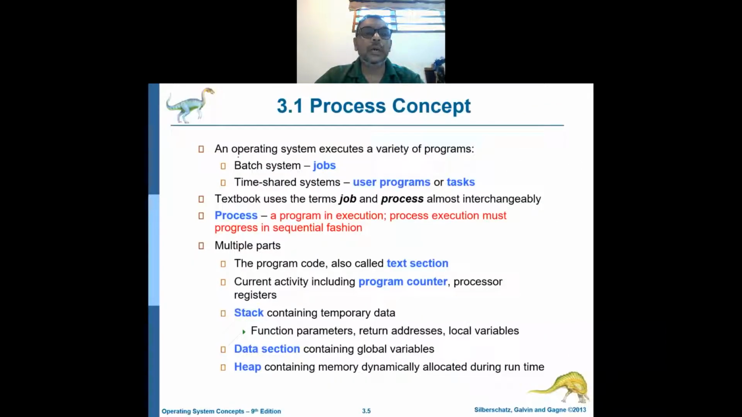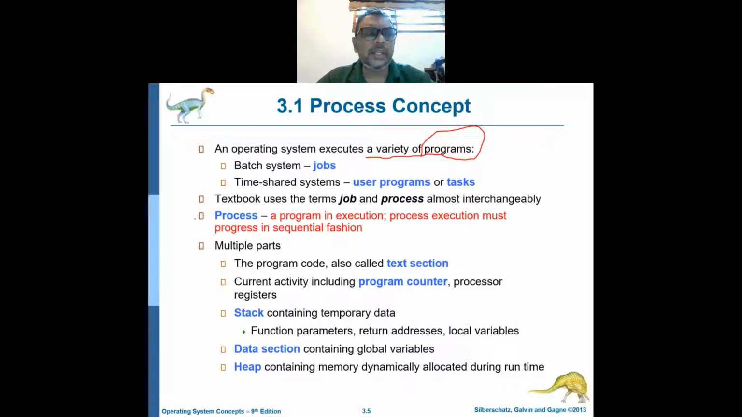An operating system executes a variety of programs. We have not come to process yet. We are only talking about the programs first. In a batch system, you have several jobs. In a time-shared system, you have user programs or tasks. So what we're trying to say here is that the words job and process are almost the same, interchangeable. Even in this class, I will use the word job or process back and forth.